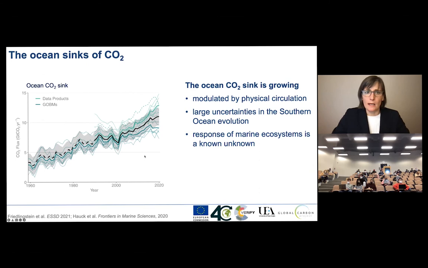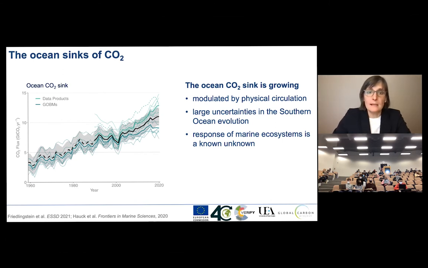I'm almost done now. Just 3 slides to finish. The ocean sink: these are different estimates of how the ocean sink has evolved through time. I won't go into detail here. It's clearly growing with rising CO2. Unclear, when CO2 decreases, how much faster it will grow or not. There is large uncertainty.